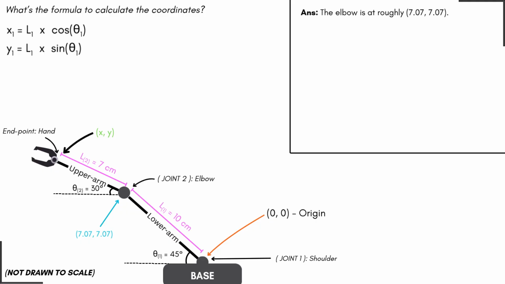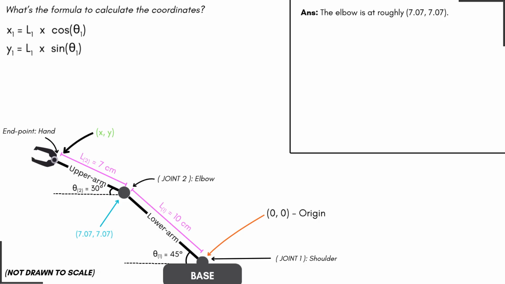Now this is where beginners sometimes get confused. How is theta 2 measured? Well, look closely at the elbow joint in the diagram, the elbow angle. Theta 2 is measured relative to that dotted line. It is the angle the forearm L2 bends away from the straight line established by L1.